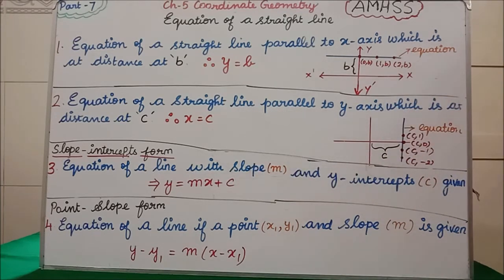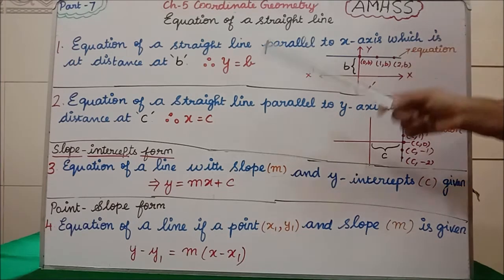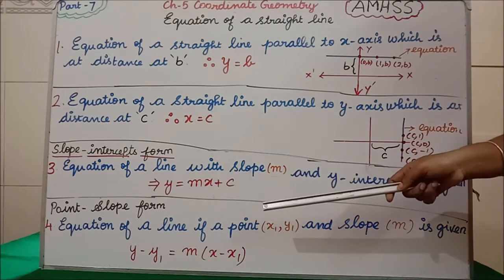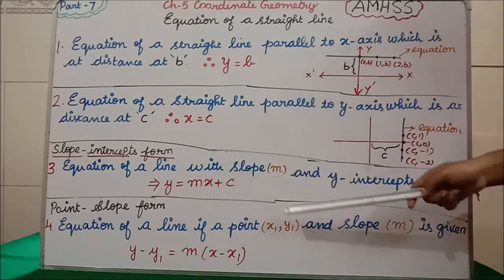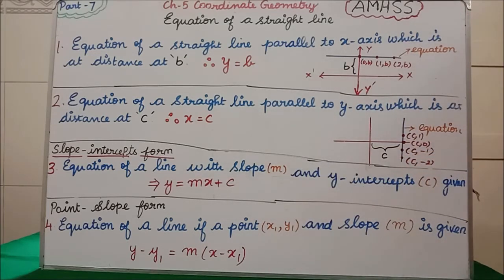Clear? Now the fourth one is the point-slope form, which means one point, one slope. One point means (x1, y1). Slope means m. If one point and the m value are given, what is the formula for that? y minus y1 is equal to m into (x minus x1). Clear? When we do it in the problem, you will be able to understand very easily.